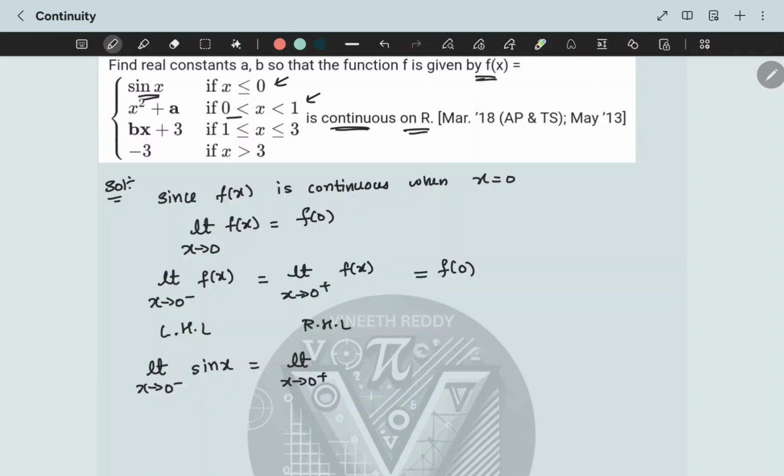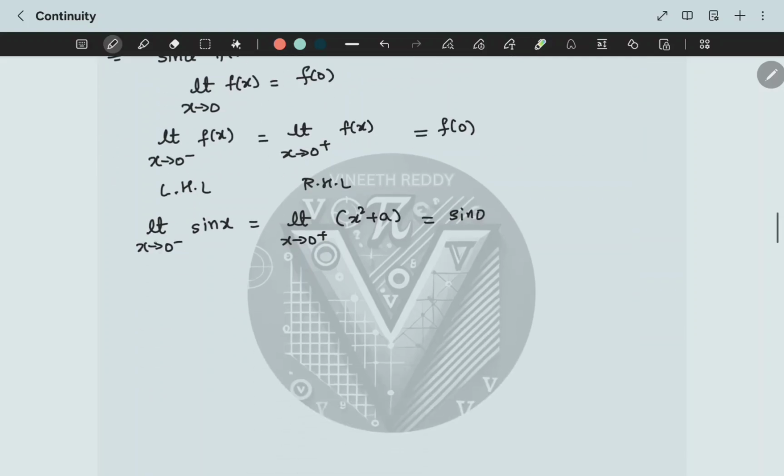x greater than 0. So that means now here 0 less than x, that means x is greater than 0. So we will be taking this definition, right? Second definition, x square plus 0. And what will f of 0 be? f of 0 also will be sin 0. Why sin 0? Because x is either 0 from the first definition or x is less than 0. I hope you understood this.